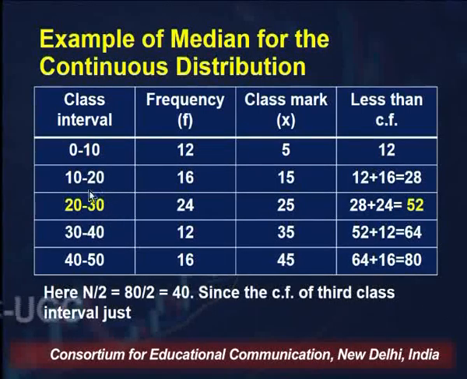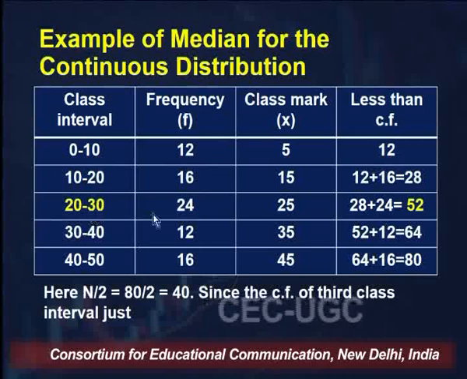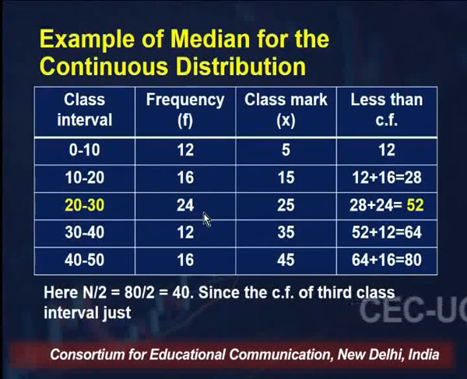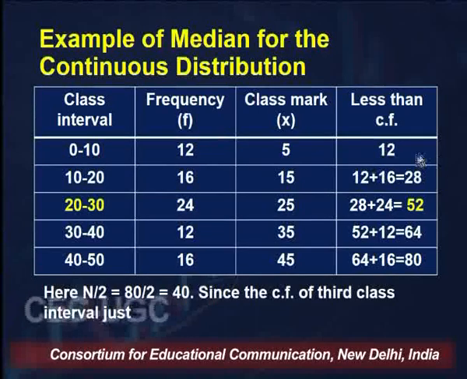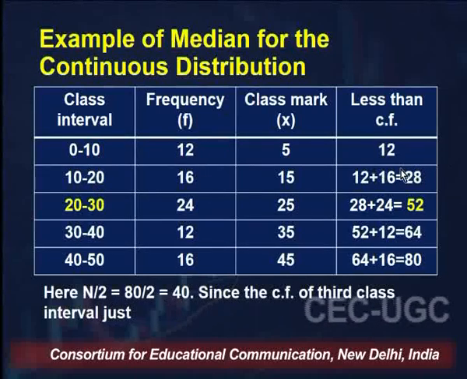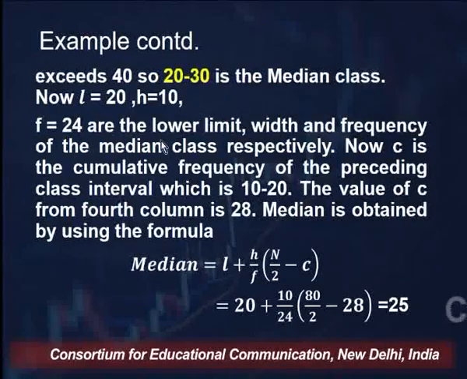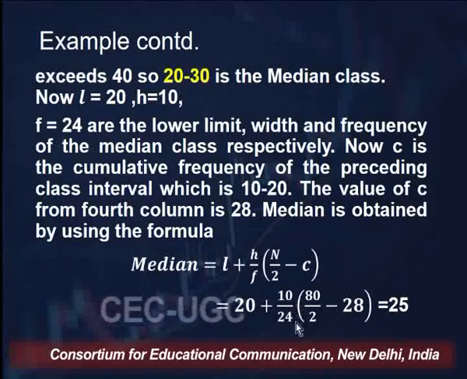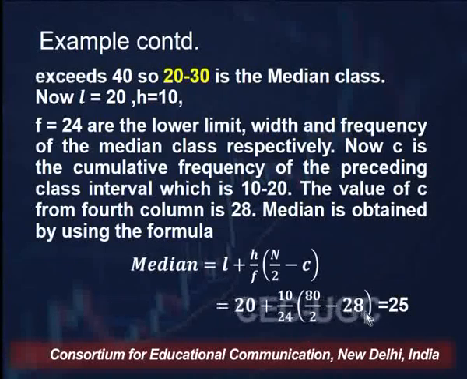Once I have identified the median class, then 20 is the lower limit of the median class, 10 is the width of the median class, 24 is the frequency of the median class, and the cumulative frequency of the class preceding the median class is 28, because the class preceding 20 to 30 is 10 to 20 and its cumulative frequency is 28. So I will do the routine calculation and put in the values: 20 plus 10 by 24 into 80 by 2 minus 28, and that gives me 25. So 25 is the median of the continuous frequency distribution of the variable capital X.